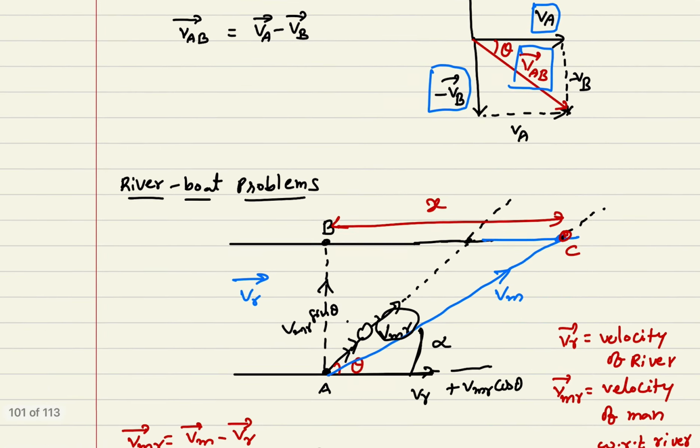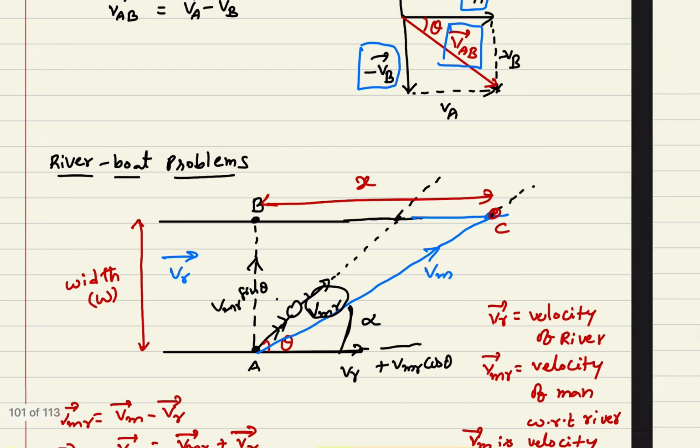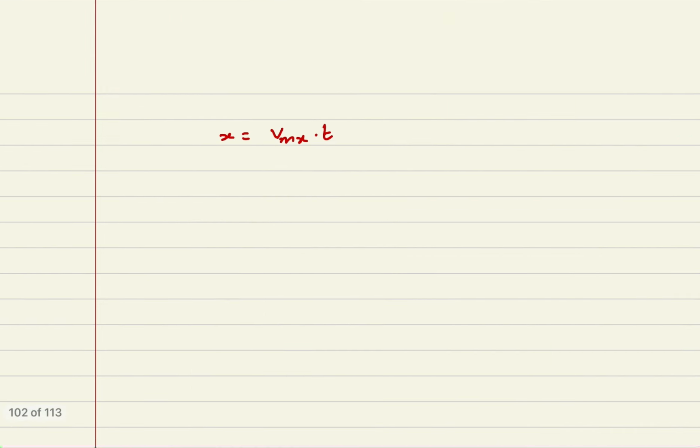That horizontal distance I am writing here: X is equal to the velocity of the man along the x-axis into the time taken t. How much distance is he traveling here? X distance. How do we calculate the time? I can take the width of the river as W.